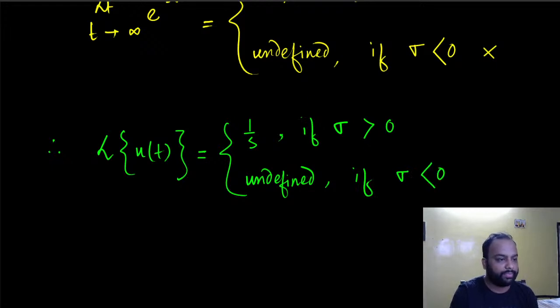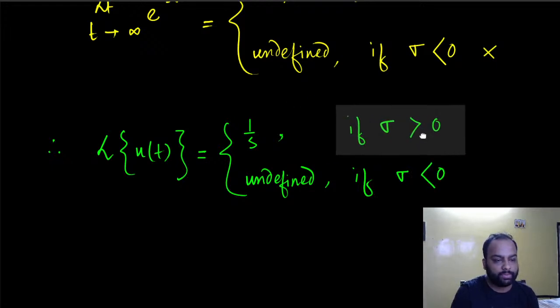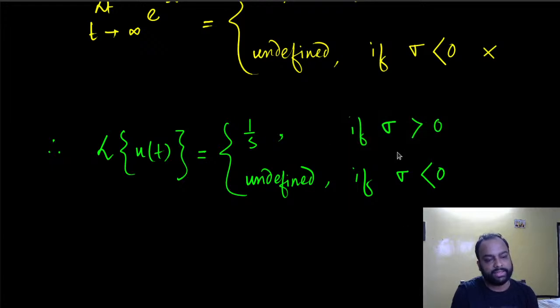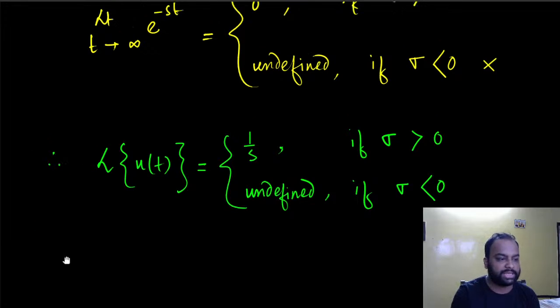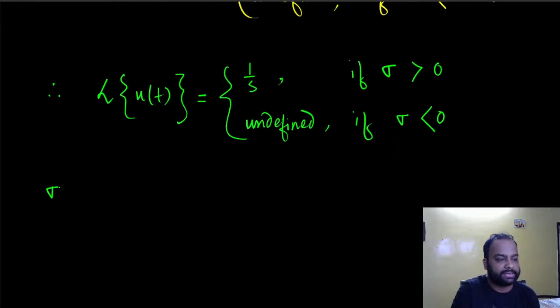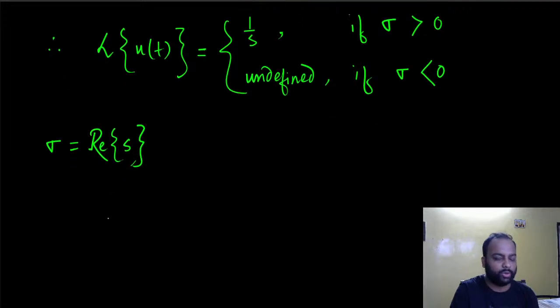All right, so if we assume sigma to be greater than 0, then this is going to be defined and this is going to be 1 by s, and if you assume sigma to be less than 0, then the Laplace transform is going to be undefined. But what is sigma? Sigma is the real part of s. So this is how we write it. Sigma is nothing but the real part of s, right? That's the notation.